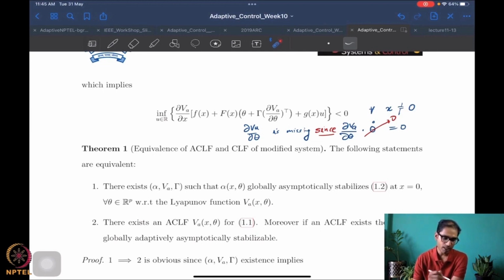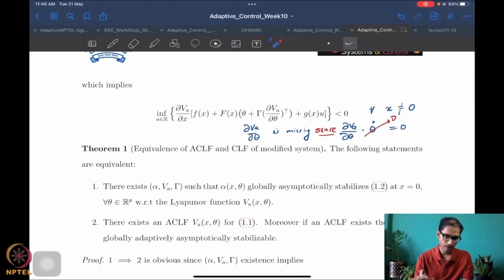So we are saying that statements 1 and 2 are equivalent. Statement 2 is just this: there exists an ACLF VA for 1.1. So let's not worry about the rest of the statement. The equivalence is between the existence of an ACLF VA for 1.1, which we have already defined, and the existence of feedback alpha and gamma such that alpha globally asymptotically stabilizes equilibrium 0 for all theta with respect to the Lyapunov function VA. Yes, the same function VA, but here it is an ACLF, and here it is a Lyapunov function because the feedback has already been implemented.